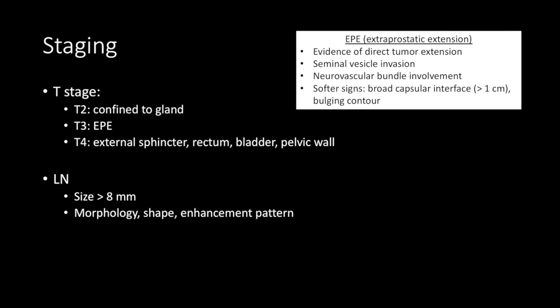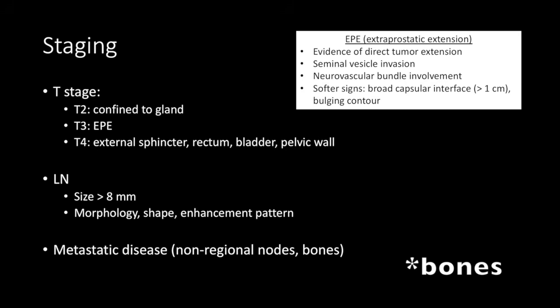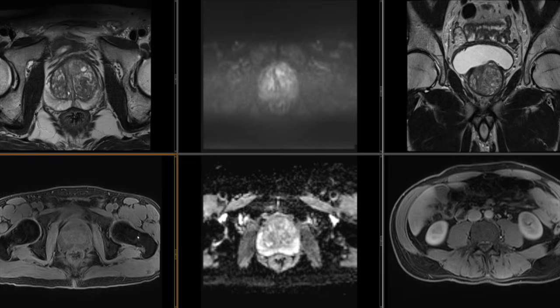And then we have our non-regional nodes that are actually considered metastatic, and that includes the common iliac nodes, the inguinal nodes, as well as retroperitoneal nodes higher up like para-aortic nodes. And then of course on every study we're also going to be looking at the bones, specifically T1 weighted images or fat-only images are going to be great for looking for marrow replacing lesions or looking for suspicious lesions in the bones.